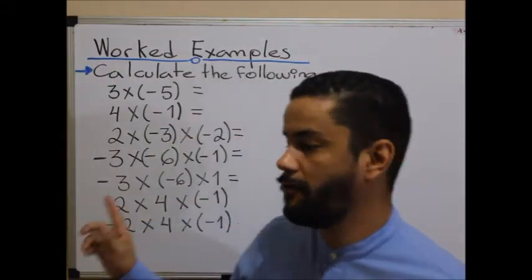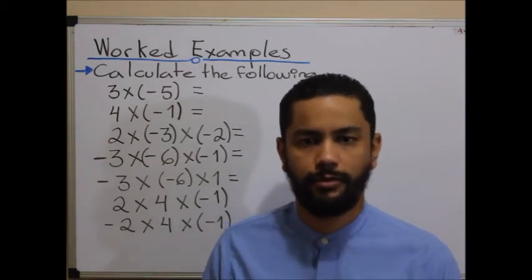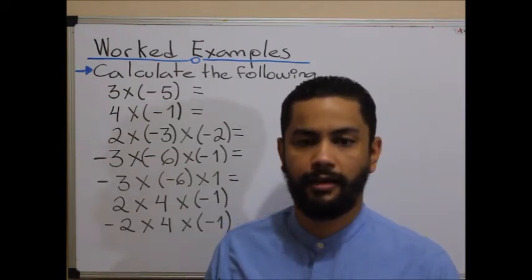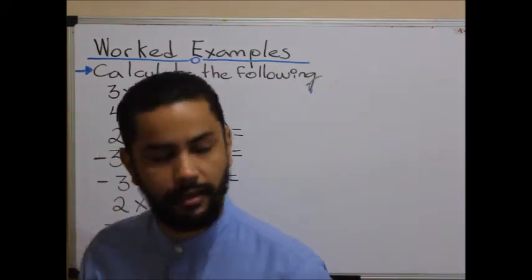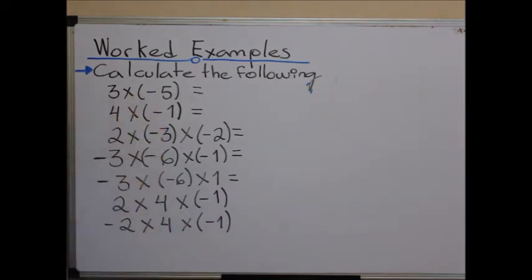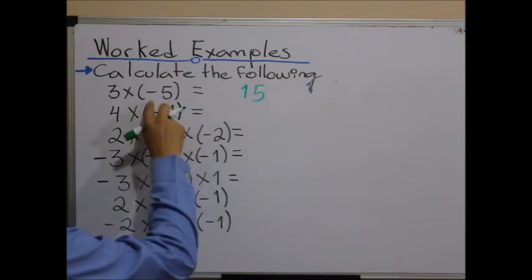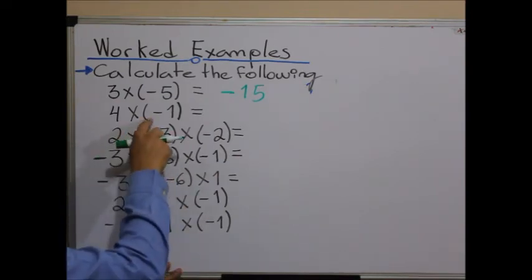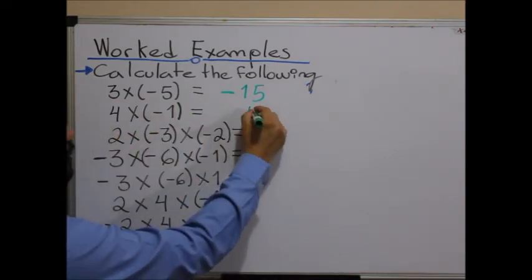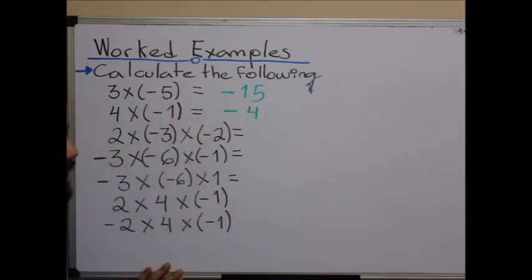Okay, now let's solve those exercises, and we're going to work with them in a quick way because we're using small numbers. Now let's see. We're having here 3 times negative 5, so our solution will be 3 times 5 is 15. We're just having one negative, so the solution will be negative. Now 4 times negative 1, 4 times 1 is 4. We're having just one negative, so our solution will be negative.